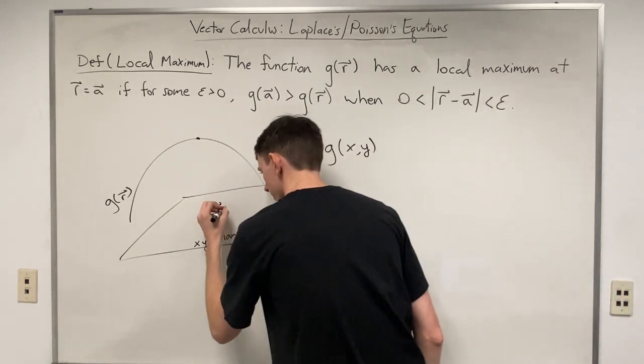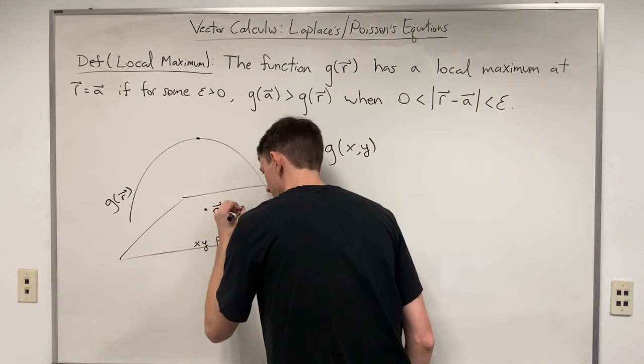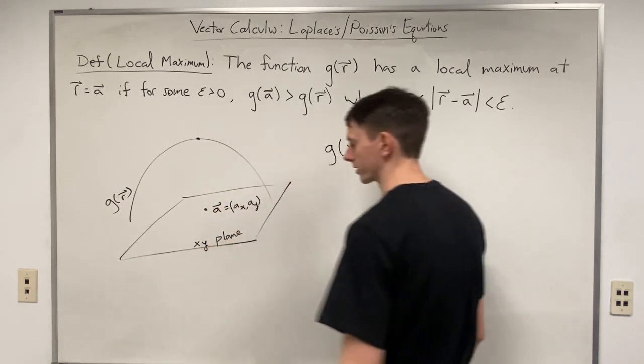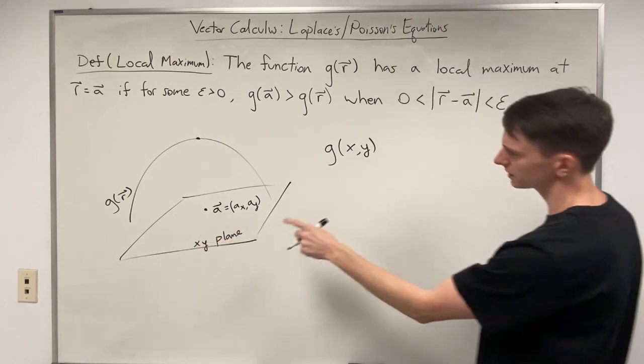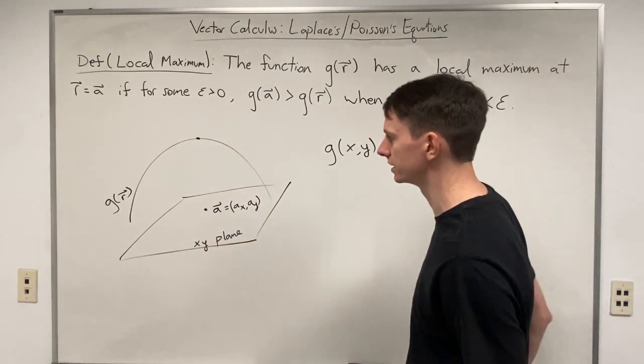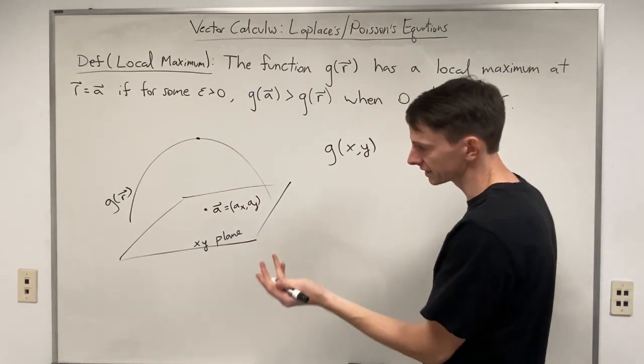If we want to be very explicit with this to make that clear, maybe we can say it has an a_x component and an a_y component. Right? So we have some point in the plane, and we're saying it's at this point where our function is a local max. Why is that the case?